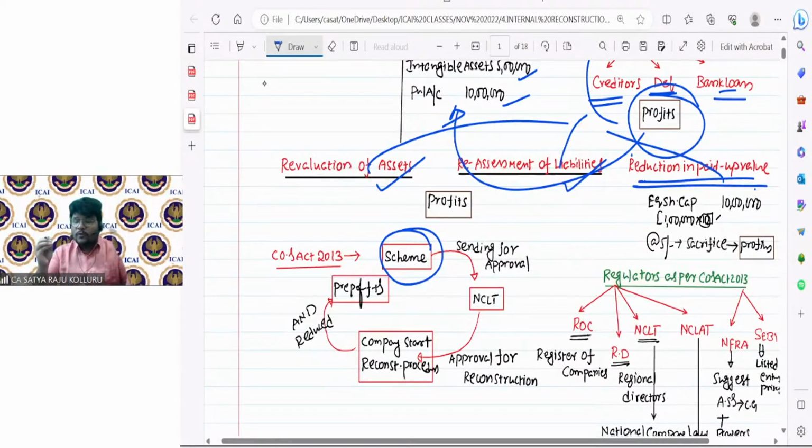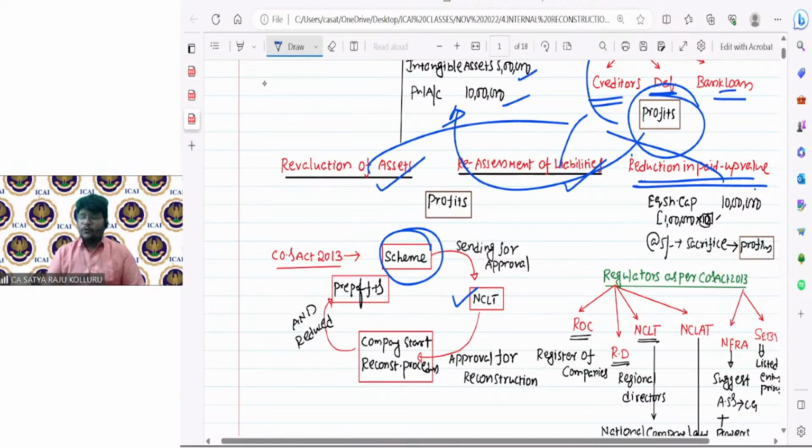After making so many negotiations or conducting so many meetings with the various stakeholders of the company, like equity shareholders, preference shareholders, liability holders, each and every term and condition will be designed by the company. Once everyone has agreed, the scheme will be sent to the NCLT, the National Company Law Tribunal, for approval. No company in India can adopt the internal reconstruction procedure on its own without taking approval from the courts.